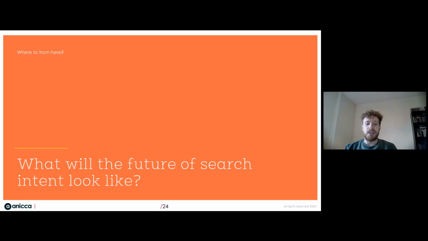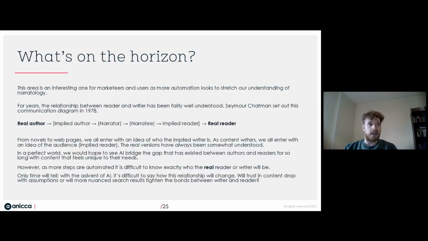But this, for me, leads on to a very interesting question, and one I'm interested to get your point of view on, which is, what will the future of search intent look like? This is probably the part of the presentation I'm most excited by, because it's that blue sky thinking of what the potential will be. And it really takes me back to my studies.